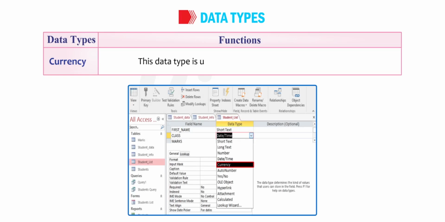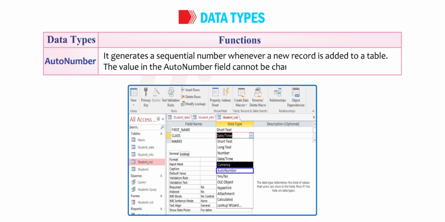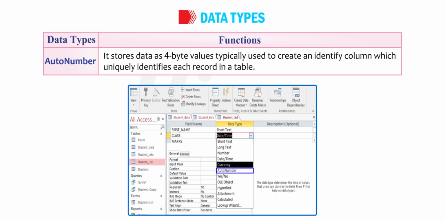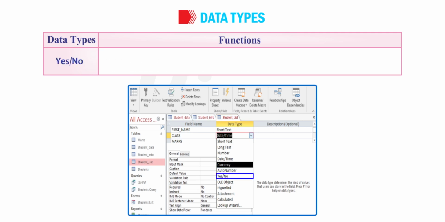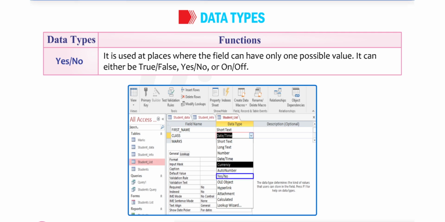Currency. This data type is used to store monetary data up to 8 bytes. AutoNumber generates a sequential number whenever a new record is added to a table. The value in the AutoNumber field cannot be changed. It stores data as 4-byte values typically used to create an identity column which uniquely identifies each record in a table. Yes or no. It is used at places where the field can have only one possible value. It can either be true or false, yes or no, or on or off.